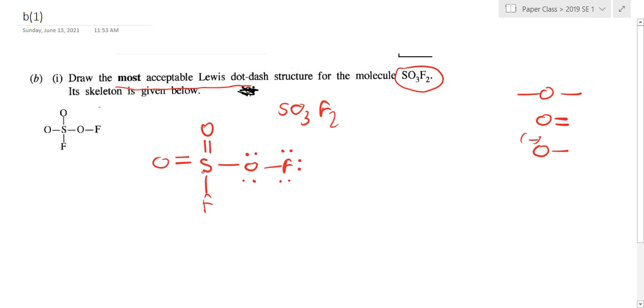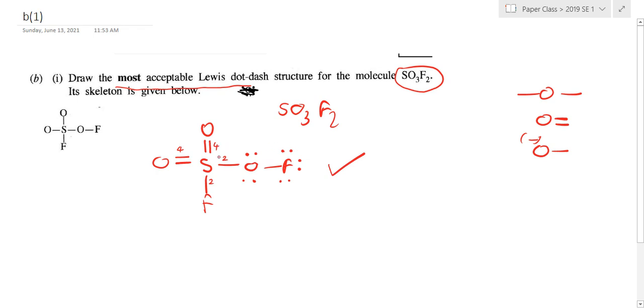Now if you consider the octet, there are 4, 4, 8 and 2 and 2 electrons around the sulfur. 4, 8, 10, 12. Sulfur's octet has been exceeded, but it does not matter because sulfur can bear up to 18 electrons because it is in the third period. Hence this is correct, this is true.